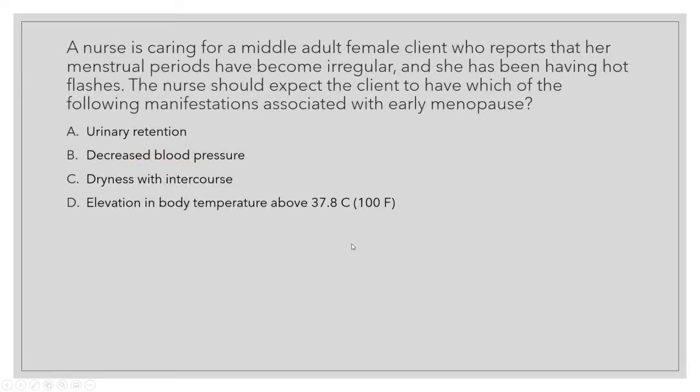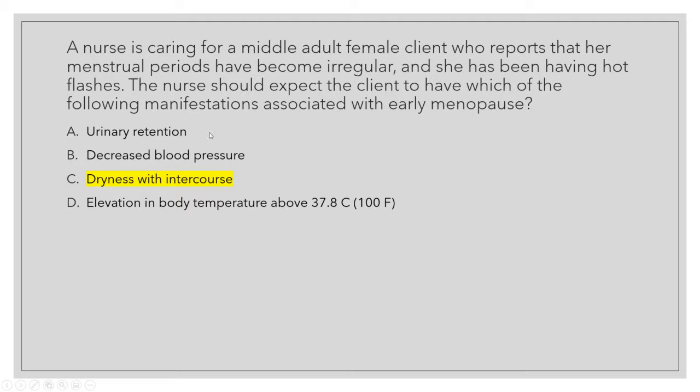Okay. A nurse is caring for an adult female client who reports that her menstrual periods have become irregular and she has been having hot flashes. The nurse should expect the client to have which of the following manifestations associated with early menopause? Yep. Correct. So we would expect the patient to report dryness because of that decrease in estrogen.